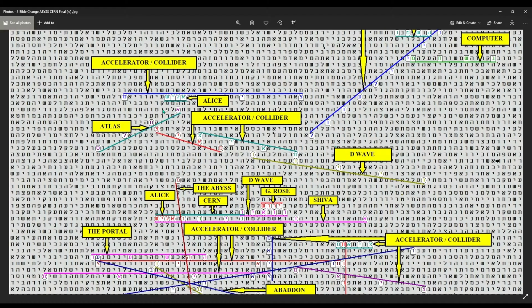And also accelerator collider on the top. What more proof do you want, people, for this? It's incredible the amount of tight-knit clustering. And Alice as well. Again, we have Alice here, this Alice linking to the CERN here, and accelerator and colliders, and we also have Alice just above, right across the accelerator collider here.